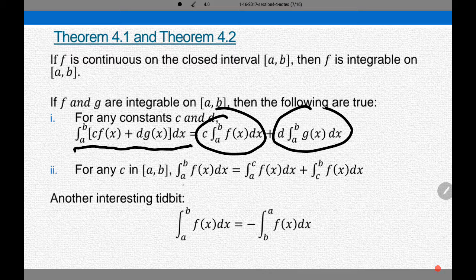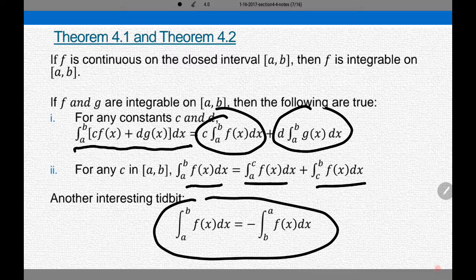Likewise, if we can find a value c in between a and b, we can split up the integral from a to b into two integrals, one from a to c, one from c to b. The other thing that's kind of interesting here is that if I reverse my endpoints from a to b and go from b to a, it actually puts this negative sign out here and helps us reevaluate things just a little differently.